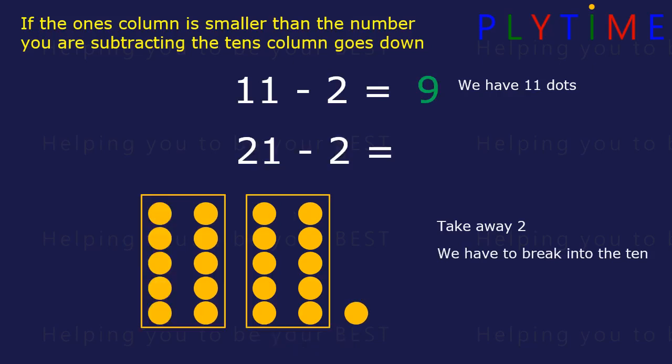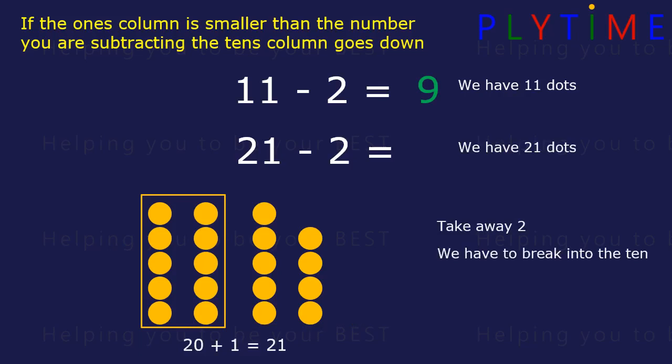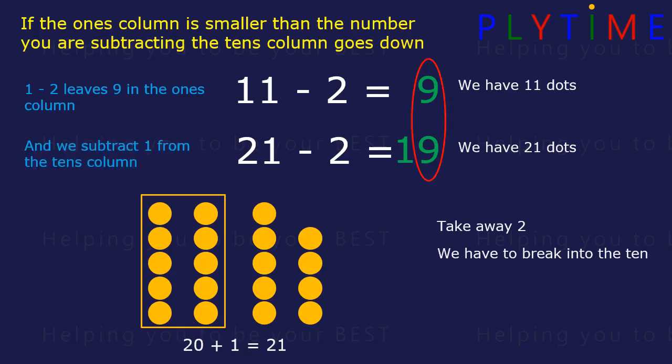What about 21 minus 2? 21 is 2 tens and 1 one. If we take away 2, take away the 1, and we need to break into a 10. So we take away another 1, and we're left with 1 ten and 9, or 19. 1 minus 2 leaves a 9 in the ones column. And we subtract 1 from the tens column. So 2 minus 1 is 1.